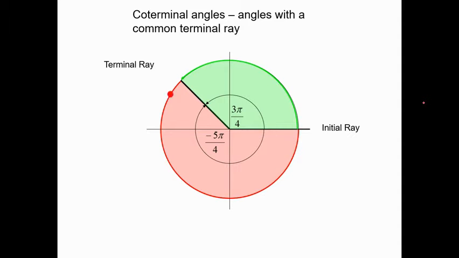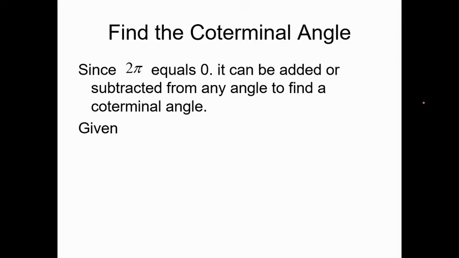Let's take a look at what happens when we go around the circle more than once, but coming to rest at our terminal angle. That angle is negative 13 pi over 4, but again, it is considered a coterminal angle to the 3 pi over 4 as well as the negative 5 pi over 4. So to find a coterminal angle, since 2 pi equals 0, it can be added or subtracted from any angle to find a coterminal angle.